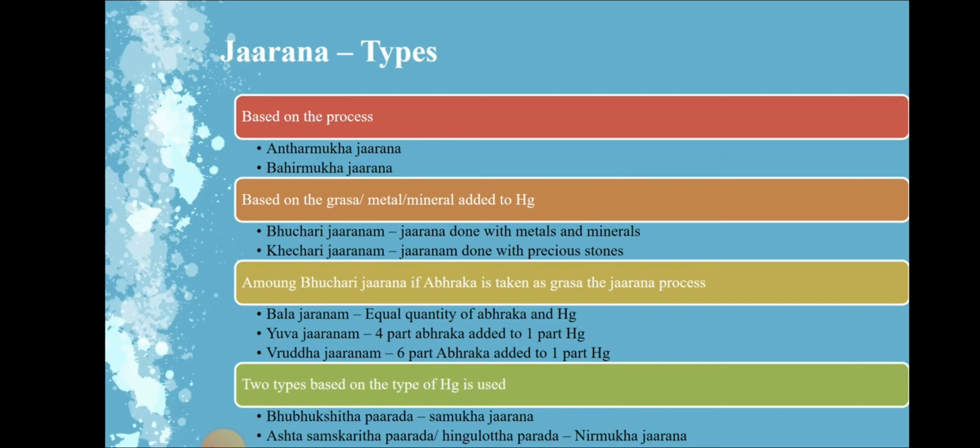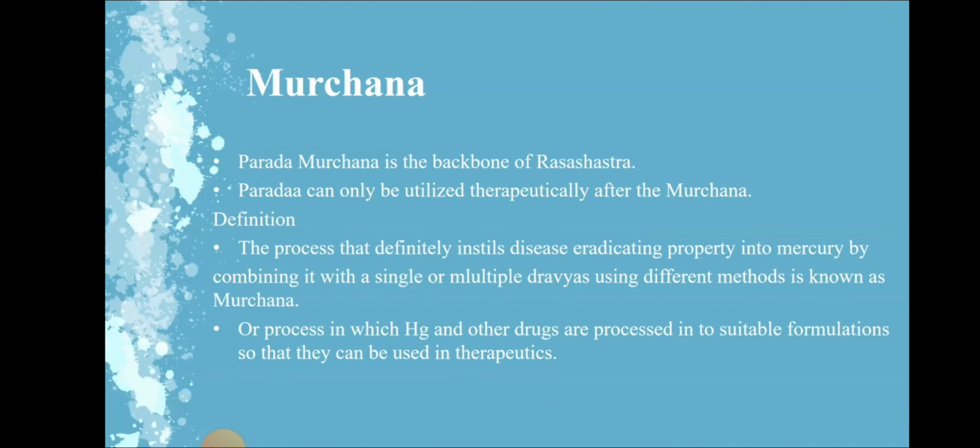And there are two types based on the type of mercury used for the Jarana process. That is Bubukshita Jarita Parada, that is known as Samukha Jarana. And if it is Ashta Samskara or Hingulotha Parada, it is known as Nirmukha Jarana. So these are the basic things about Jarana types and Jarana process. Next, we will move on to Murchana.